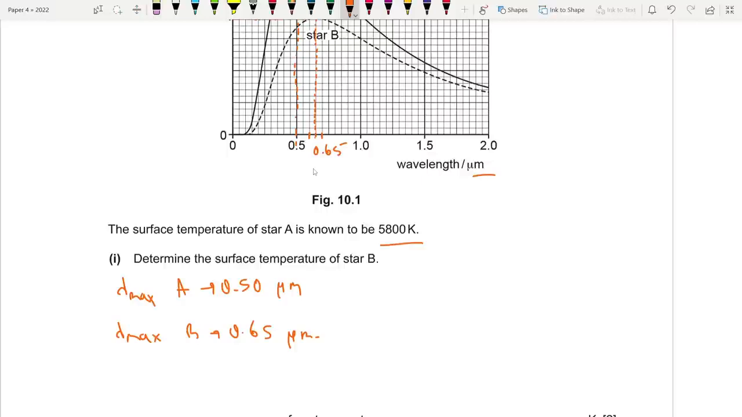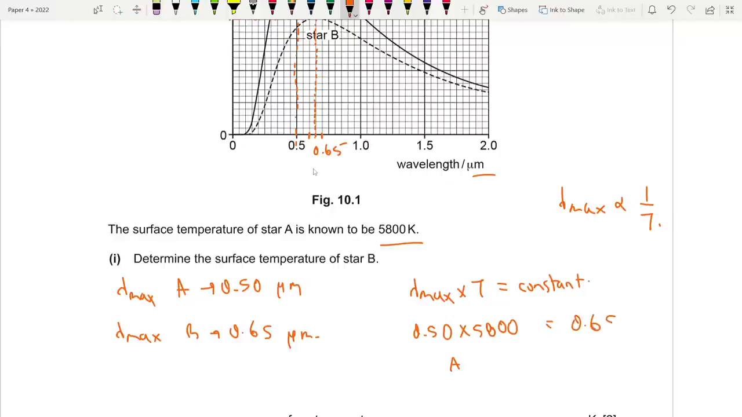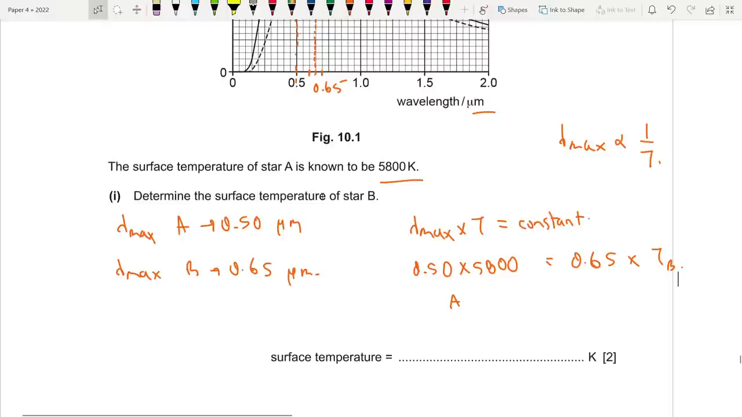So let's do it. We know that according to Wien's displacement law, lambda max times temperature is equal to a constant, or we could say lambda max is inversely proportional to 1 by T. So we can go for 0.5 times 5800, this is for star A, is equal to 0.65 times the temperature for B. I'm not converting the micrometers because it's going to cancel out. 0.5 times 5800 divided by 0.65, the temperature of B is 4461. Since our minimum significant figure is 2, we're going to go for a 2 sig fig answer, which is 4500 Kelvin. Okay, 4500 Kelvin. That's all.